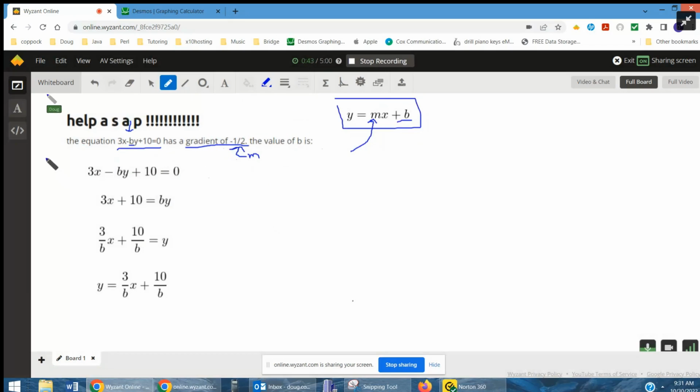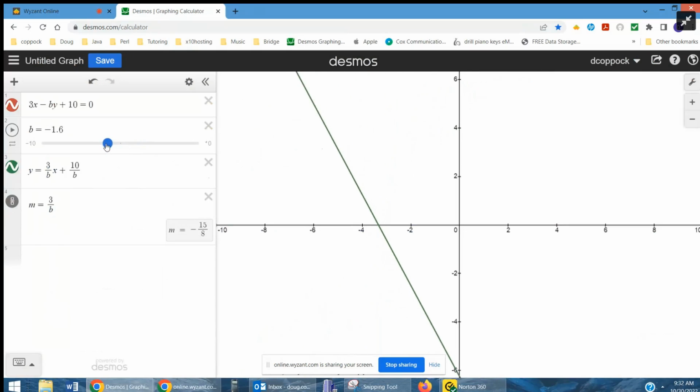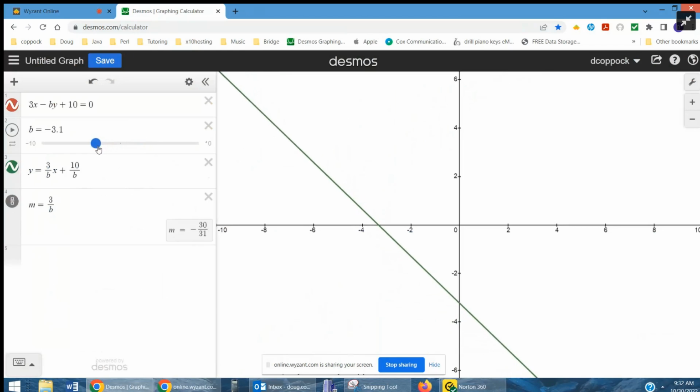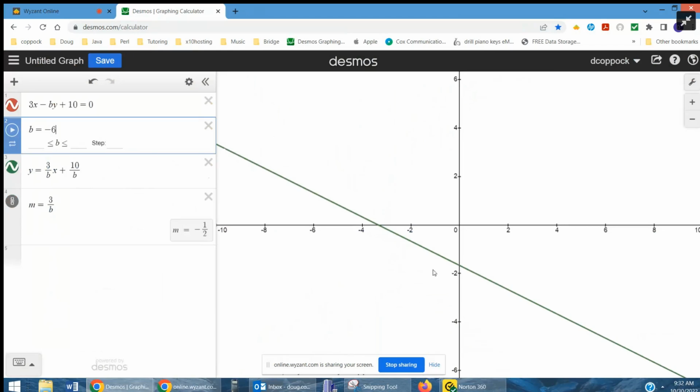This b is just an arbitrary constant, so those b's are different. Okay, and before we go through the steps, let's just take a look at what's happening. There's the line, and as the value of b changes, the slope changes, and we want to find the value of b which will turn this slope into negative 1/2. Okay, now I happen to know that the answer is -6. There it is. That line has a slope of negative 1/2.